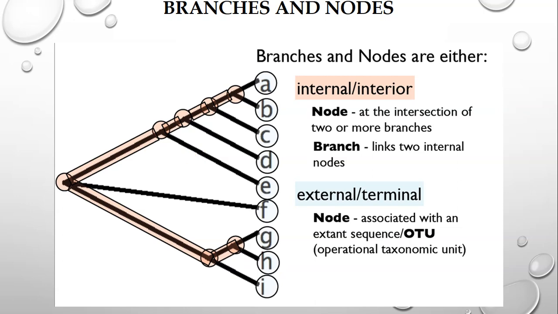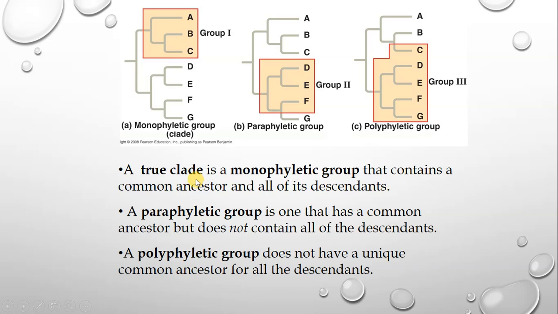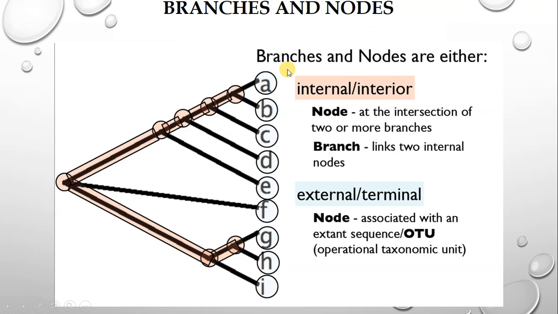It doesn't matter if it is this kind of representation or this kind of representation, they have branches and nodes. There are two kinds of nodes: internal nodes and external nodes. I told you already the external nodes are called OTUs, they are on the external side, and we also call them taxa. The internal nodes are this one, this one, and this one.